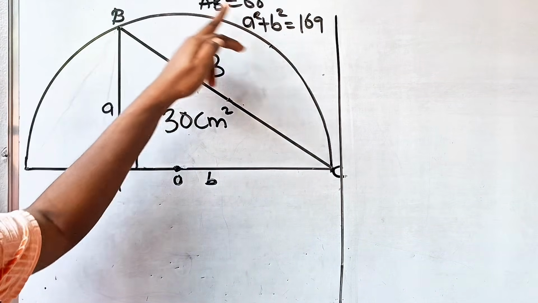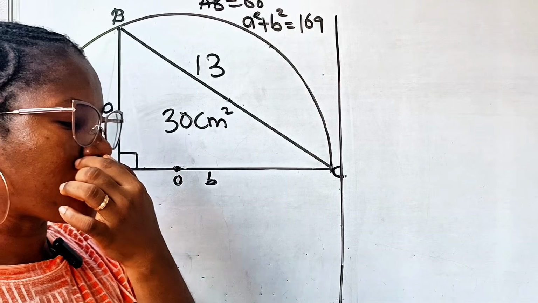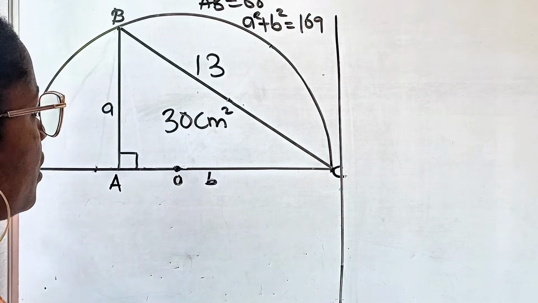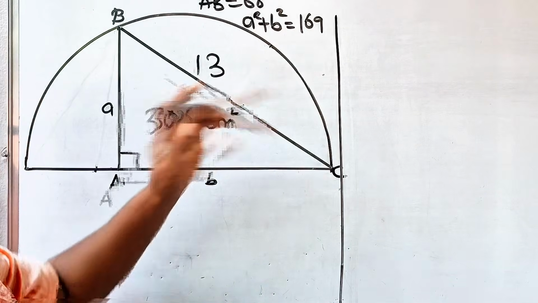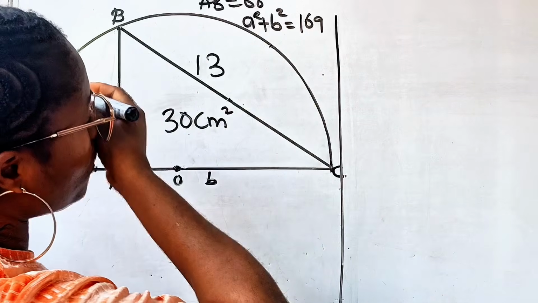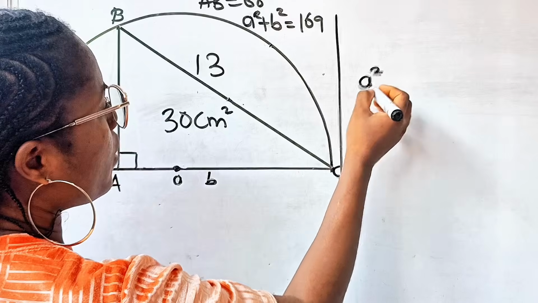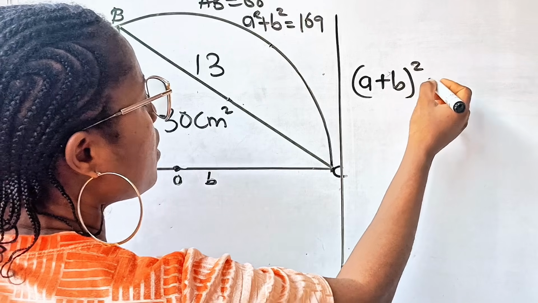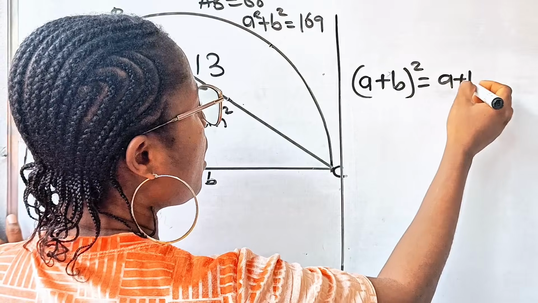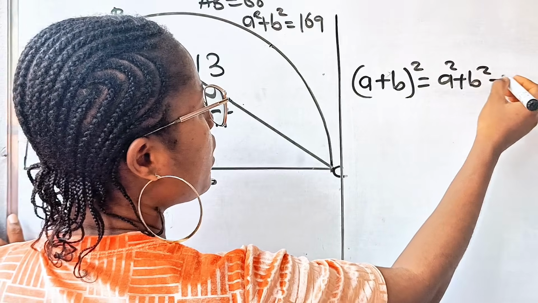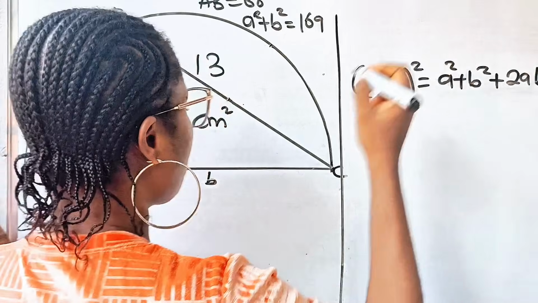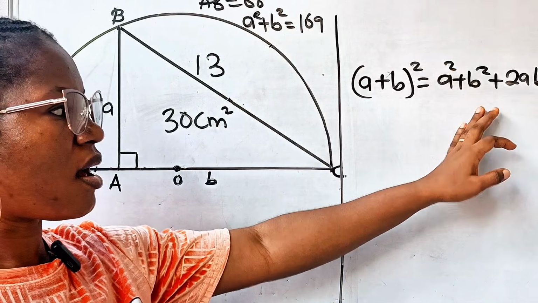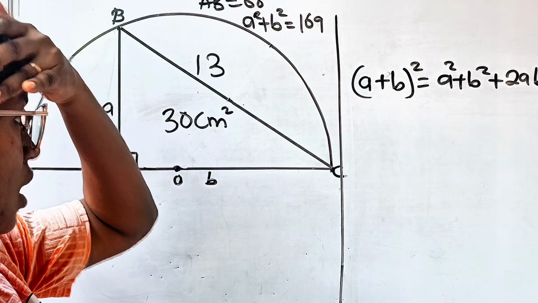Now we have found ab to be 60, a squared plus b squared to be 169. Whenever you see something like this, then what should come to your mind is this algebraic identity. In this case, because we are having a plus b, we are going to be using a plus b all squared is equal to a squared plus b squared plus 2ab. Now we are making use of that because you can see we have a squared plus b squared here.